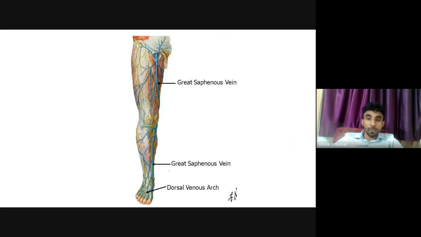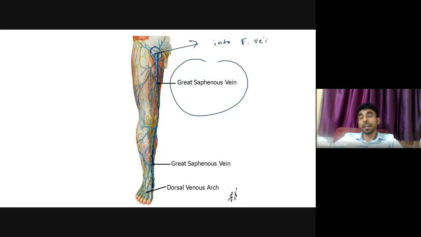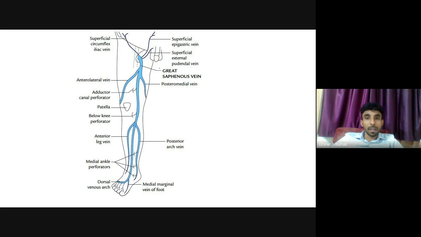This diagram is showing the entire length of the great saphenous vein. This is the site of origin. Then it ascends along the medial side of leg and medial side of thigh. Finally, it drains into the femoral vein in the femoral triangle. This is the site of termination of long saphenous vein. This diagram again shows the origin and termination.